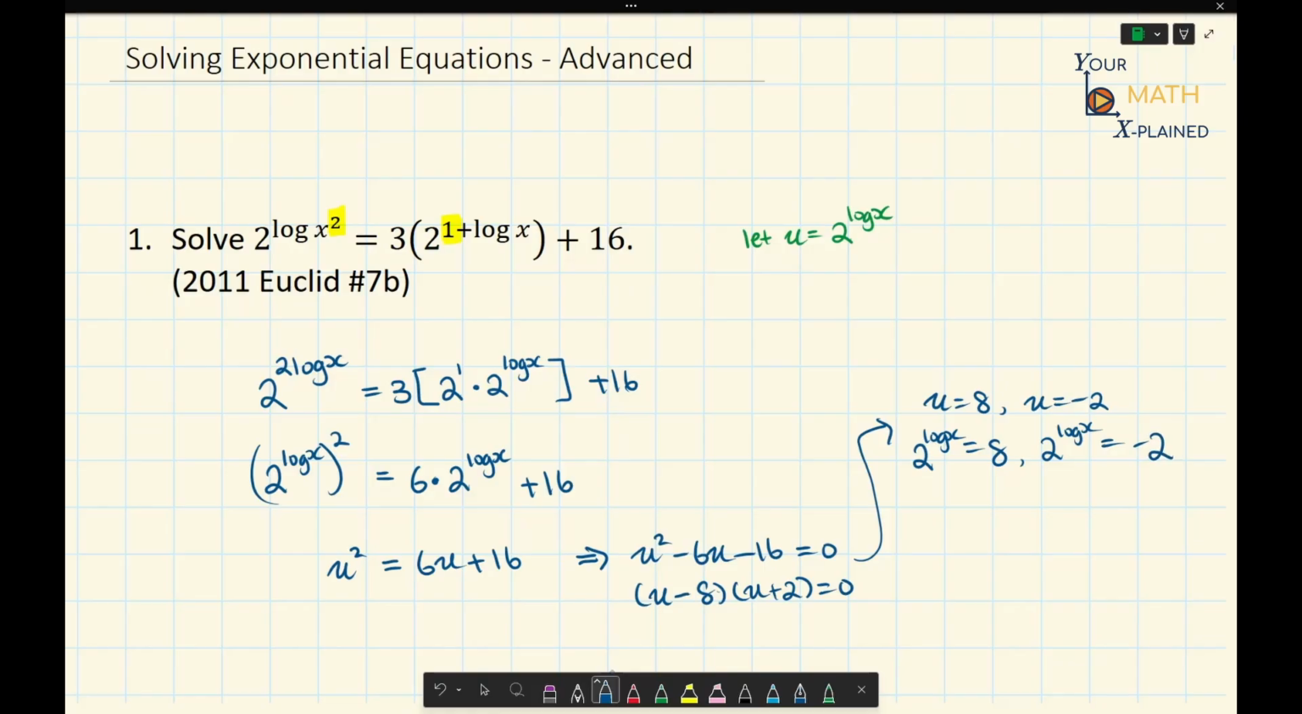But exponential equations cannot equal something negative. So that means we're not going to have any solutions for the right equation. And then for the left one, we get log x is equal to 3. So therefore, we get x is equal to 10 to the power of 3, which is 1,000.